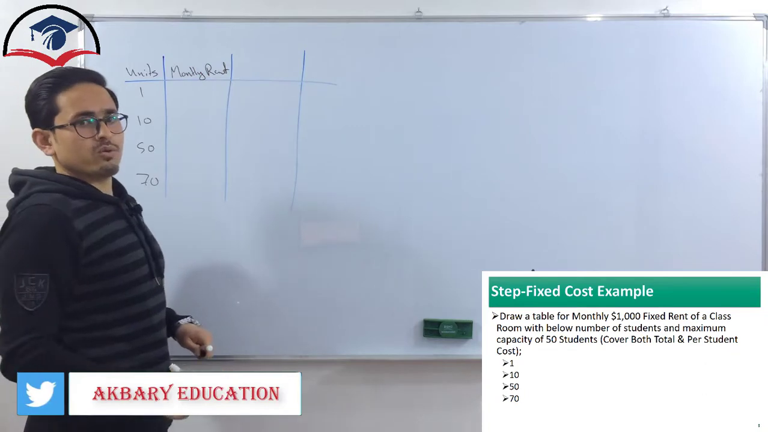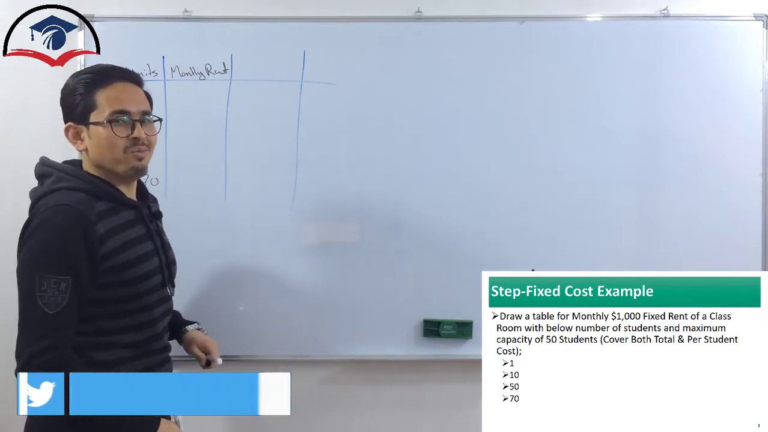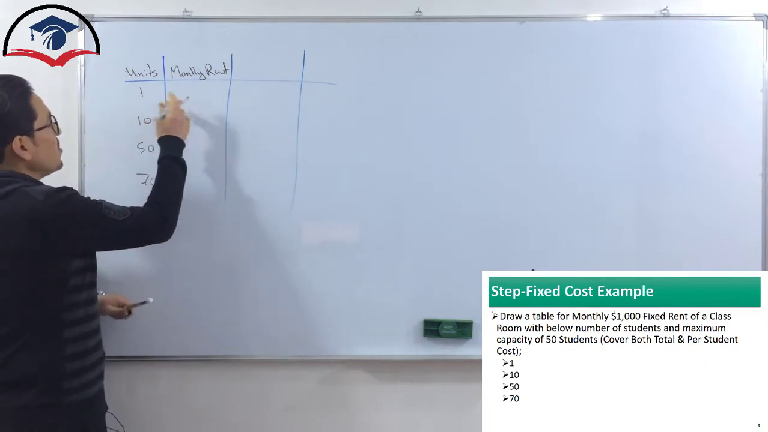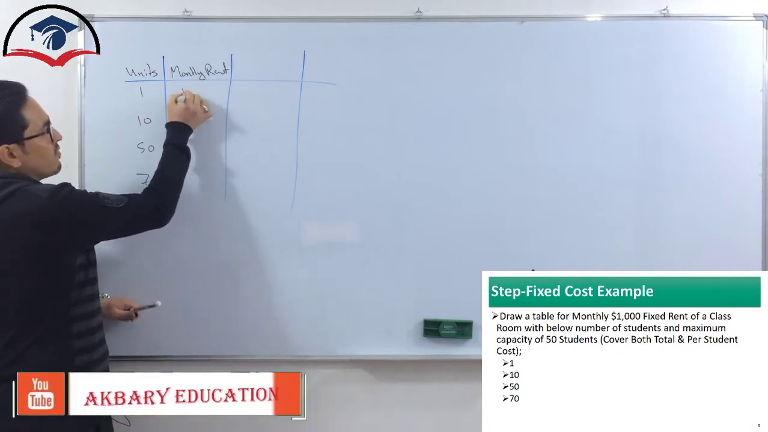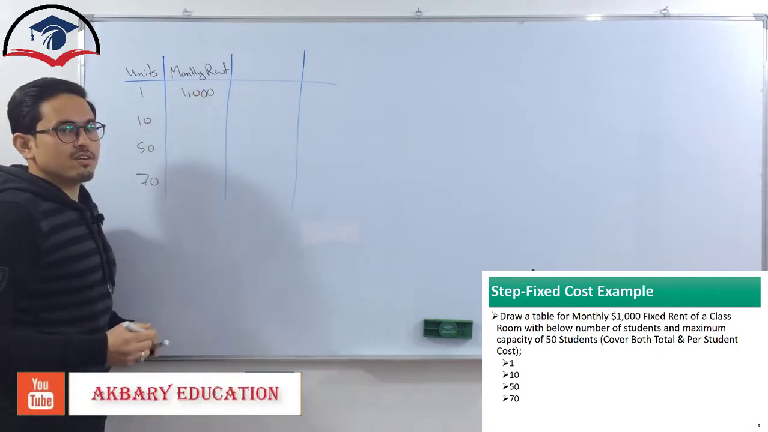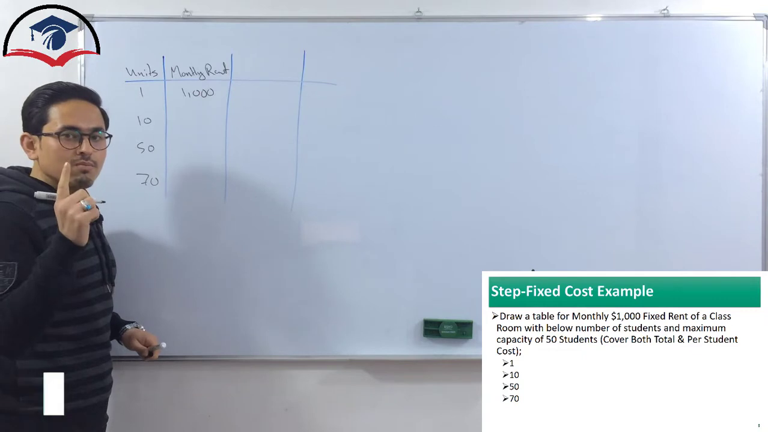I wish this is okay. If it's wrong, insert it in comments. So monthly rent is $1,000 for a room.